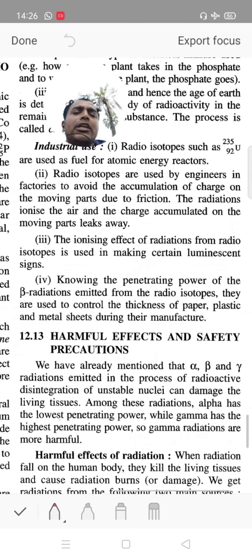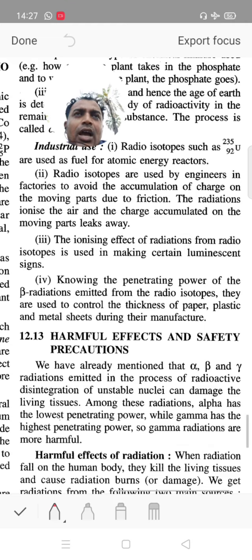Now, because of the penetrating power of the beta radiation emitted from the radioisotopes, it is used to control the thickness of paper, plastics and metal sheets during their manufacture. From this point of view, beta radiation is used to control the thickness of paper, plastics and metal sheets during manufacture.